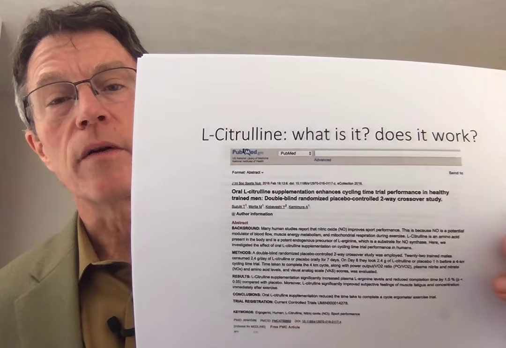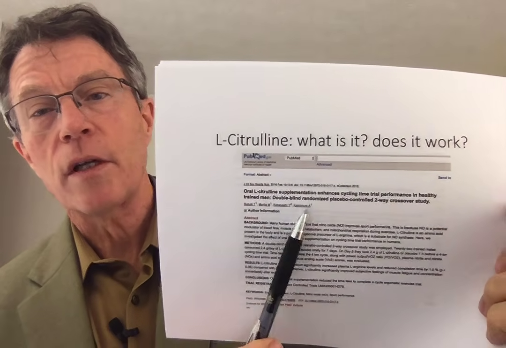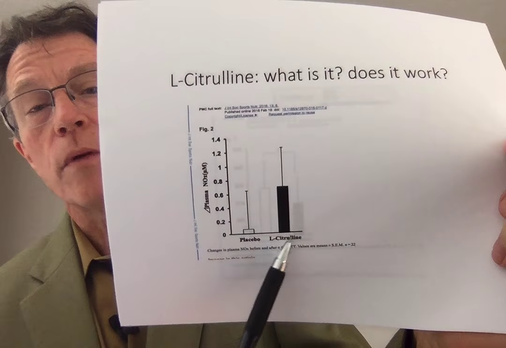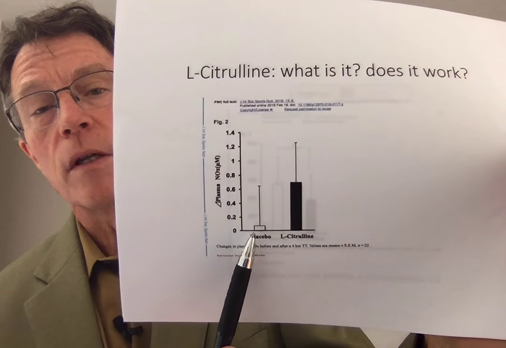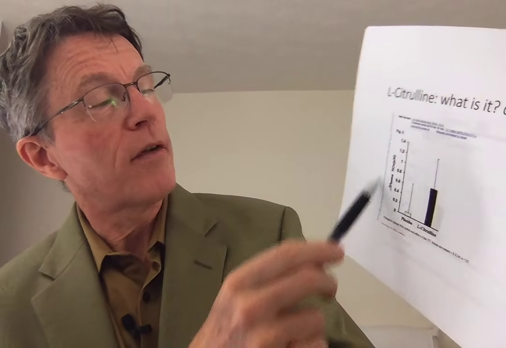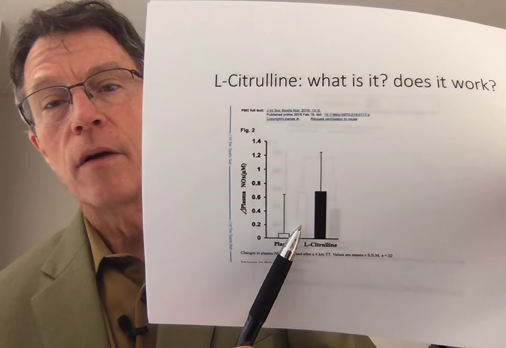Now, what does the scientific literature say? This one is enhancing cycling time. So this was a study looking at cyclists. To get to the punchline on this, I'll show a couple of things on it. Basically, this was a placebo, randomized clinical trial. They gave some of the cyclists placebo and some of the cyclists citrulline. And sure enough, what they measured afterwards was nitric oxide. So at least in this randomized clinical trial, you did see an impact on nitric oxide after taking citrulline.